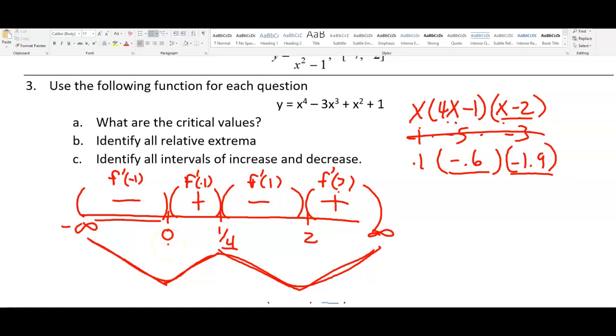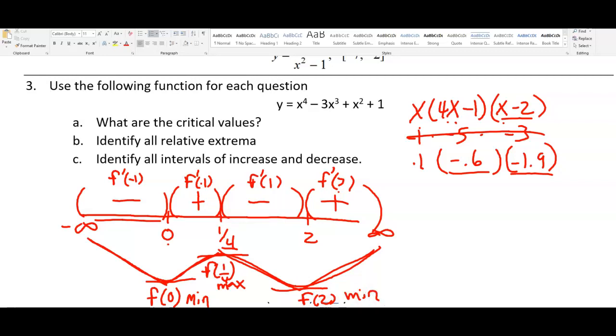Now what that means then is that at 0, we have a relative minimum value. So f of 0 is a minimum. And up here, f of 1/4, that would be a max. And over here, at f of 2, we have another minimum.